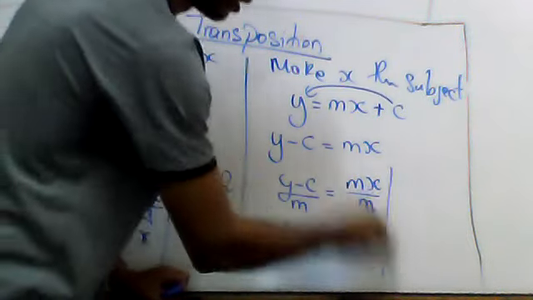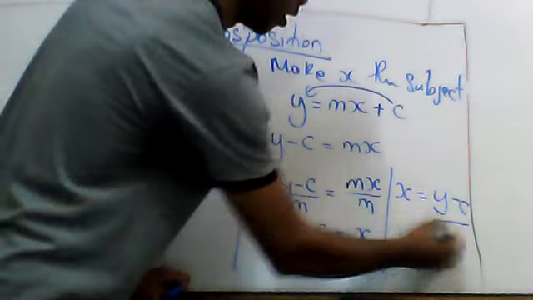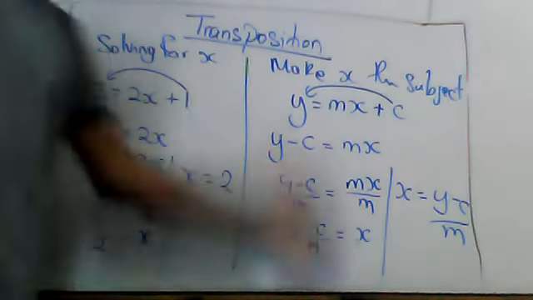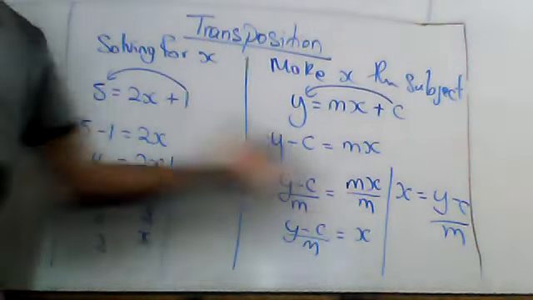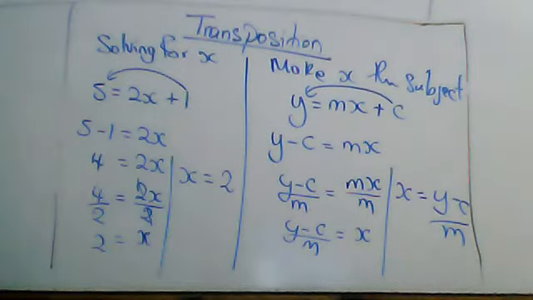We can rewrite it on the left hand side. So x would be equal to y minus c all over m. So as I said before, solving a linear equation or a quadratic equation, depending on the type of quadratic equation, it's the same procedure as transposing. Same procedure. So take these off for me, and let's continue.